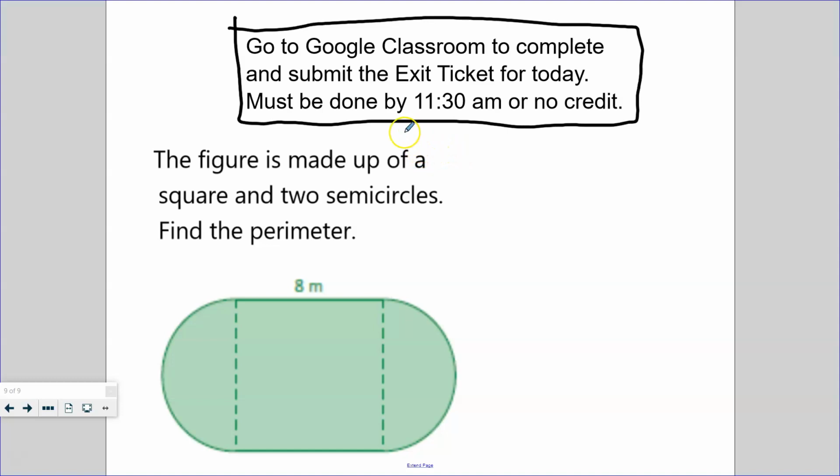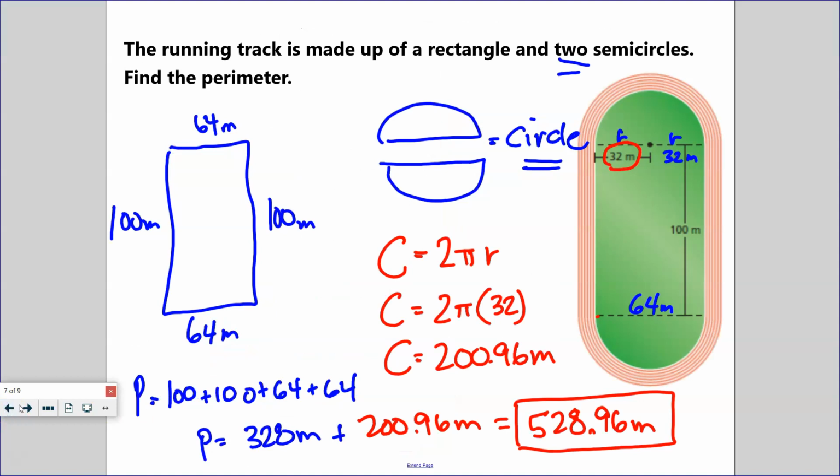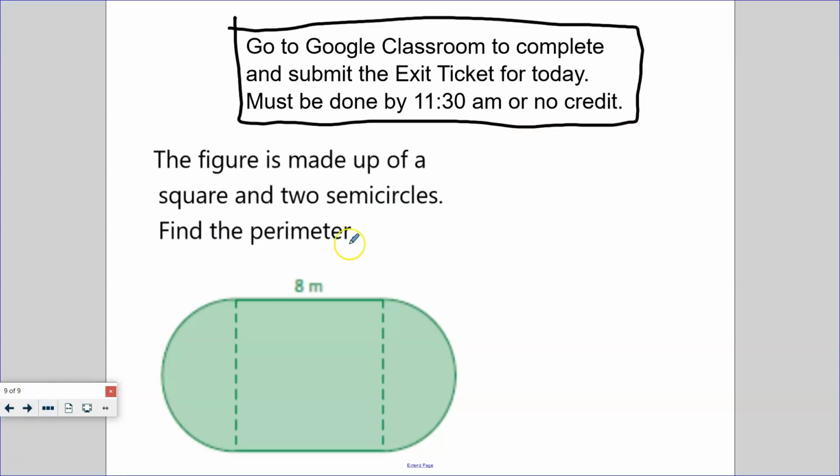You just have the notes. You should be able to do this one. I just went through an example like this one, so go back to your example right here, right, and try to do this one. Okay, so I'm not going to do it for you, but I'll be looking for your answers on Google Classroom.